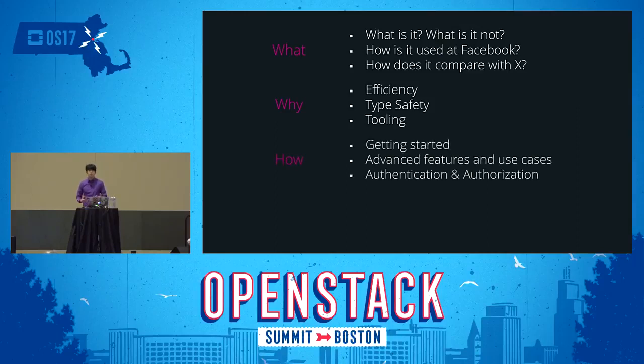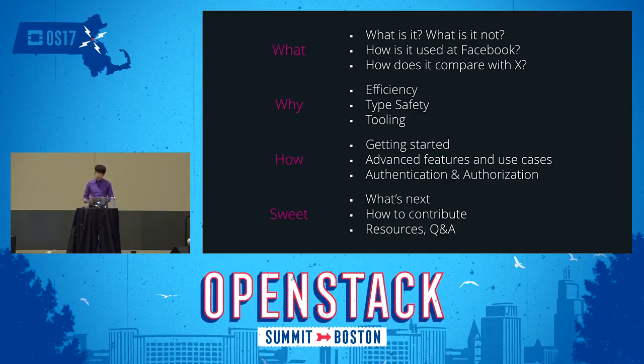Then we're going to transition from theory into practice. At this point, if you're convinced that GraphQL can help you solve your problems, then we'll talk about how you get started, how you get GraphQL into production, some of the advanced use cases and features you can rely on, and specifically how you can deal with authentication and authorization. And finally, we'll wrap it up by talking about what's in store for the future of GraphQL, what's on our roadmap, how can you contribute and participate, and finally, we'll have a resources slide followed by Q&A.